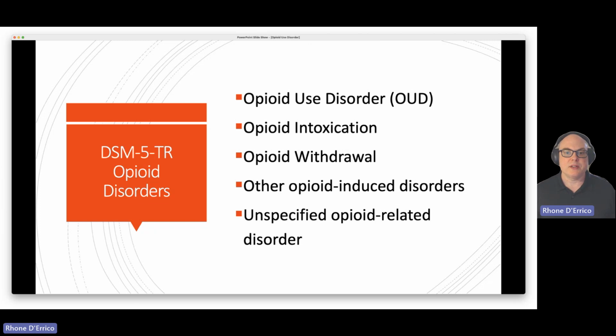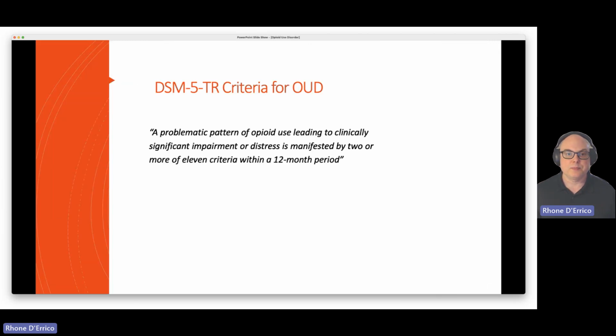And then there's our good old unspecified opioid-related disorder. Just about every DSM-5 criteria has that unspecified category available. So that's where that falls into. This is if there's an opioid use problem, but it does not meet the criteria of opioid use disorder, which, as you're going to see, it's fairly simple to meet opioid use disorder criteria. So I don't think there'd be many that would fall into that category, but it's always there.